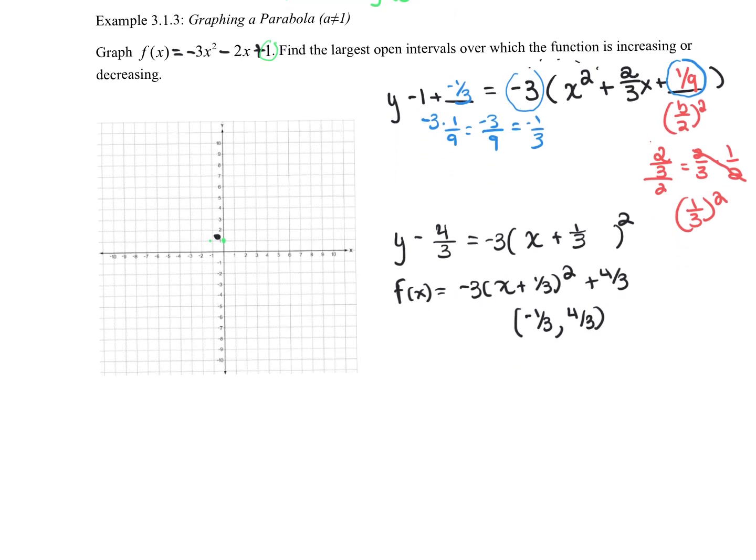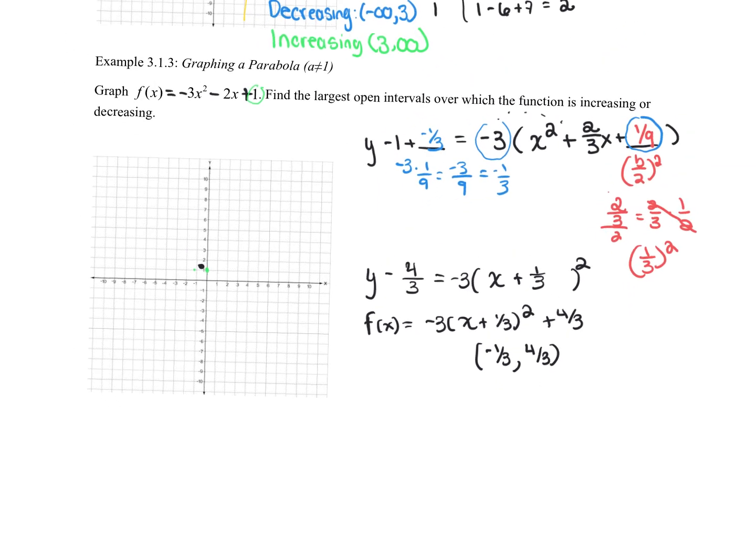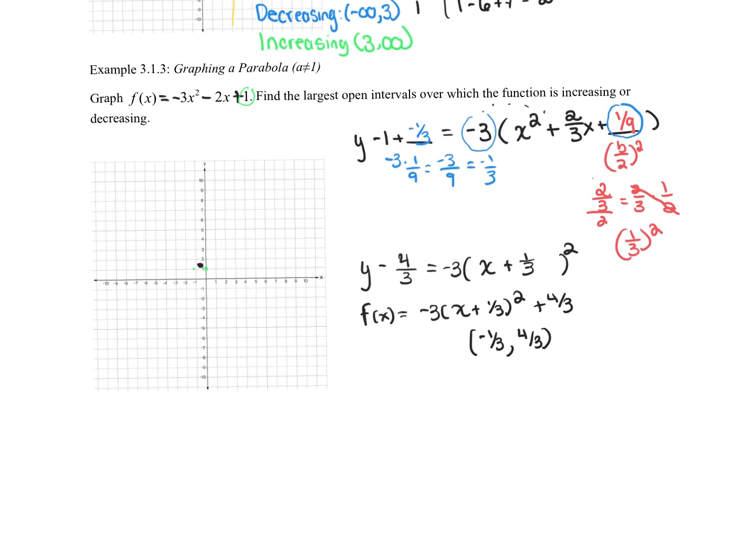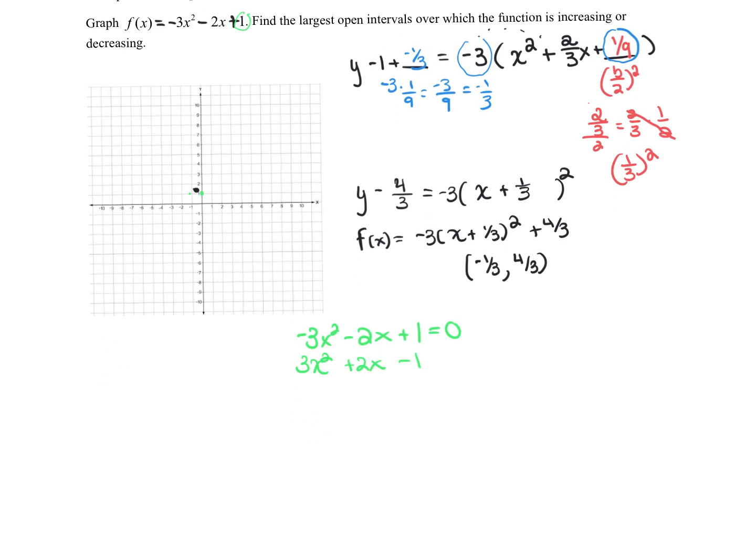I can actually go back and factor this. So let me take my parabola. Negative 3x squared minus 2x plus 1 equals 0. I'm going to divide everything by a negative. 3x squared plus 2x minus 1. I'm going to factor this, equals 0. So 3 times negative 1 is negative 3. 2 factors of negative 3 to add up and make positive 2 are going to be 3 and minus 1.